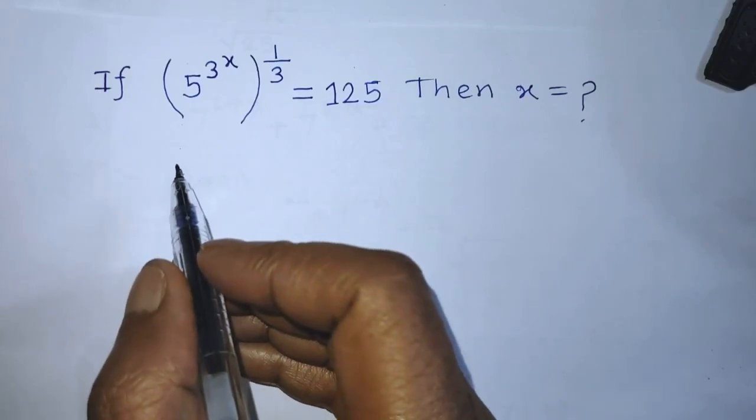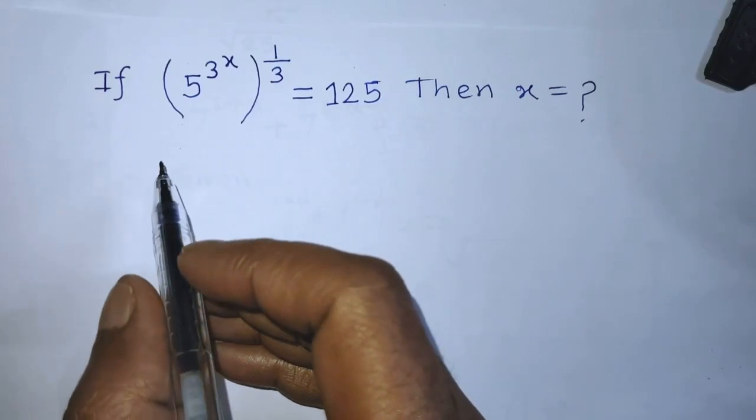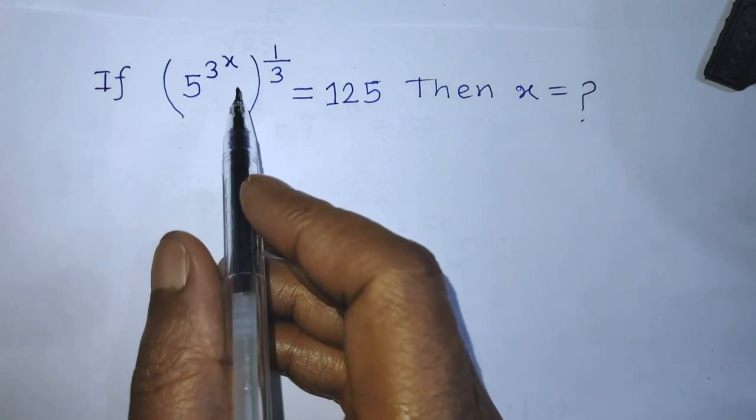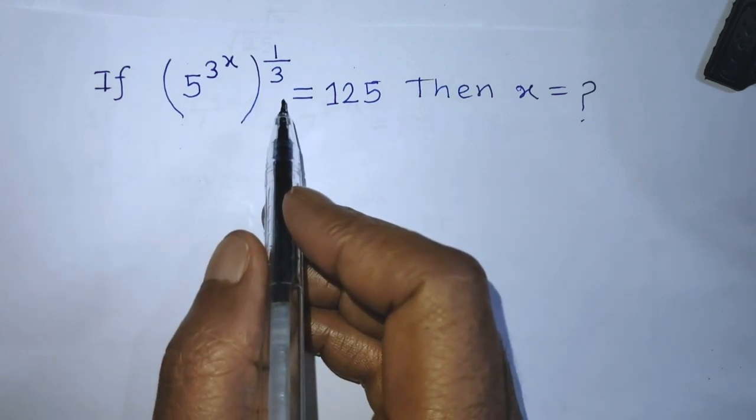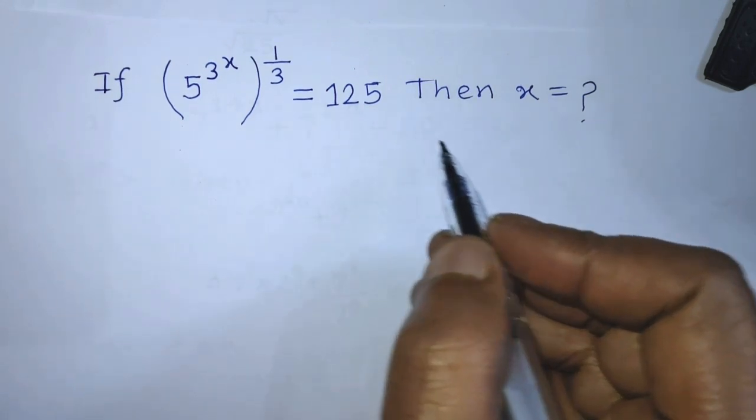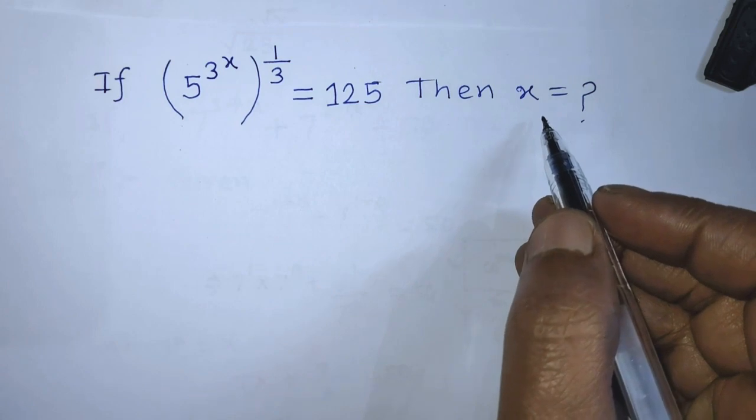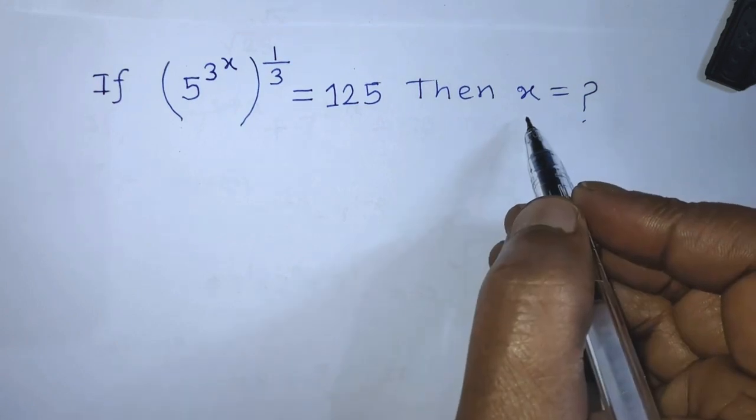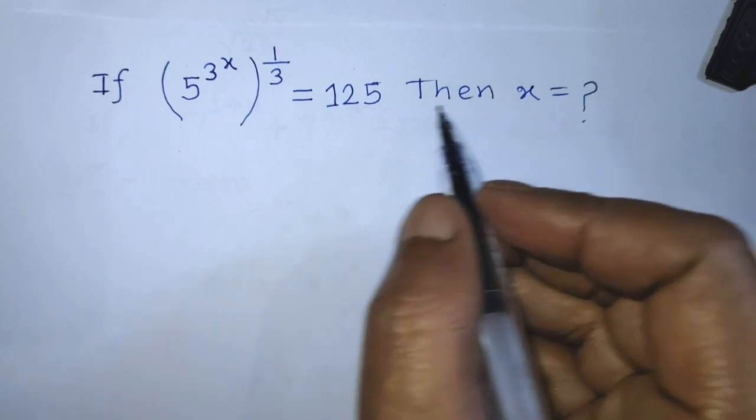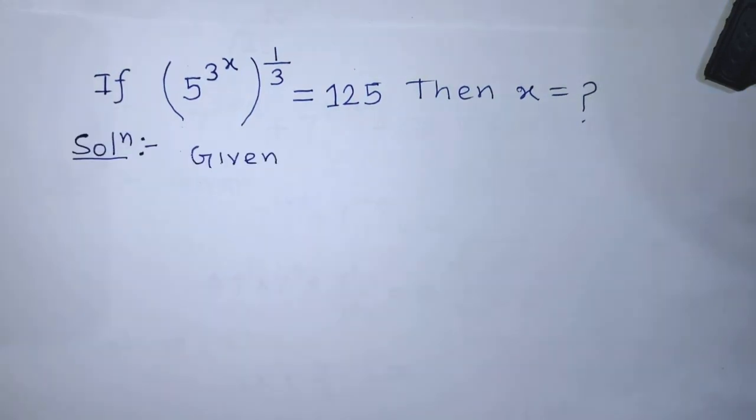Hello guys, you are welcome to solve this math problem, which is: if (5^(3^x))^(1/3) is equal to 125, then find the value of x. Student, today in this video I am telling you how to find the value of x from this equation.